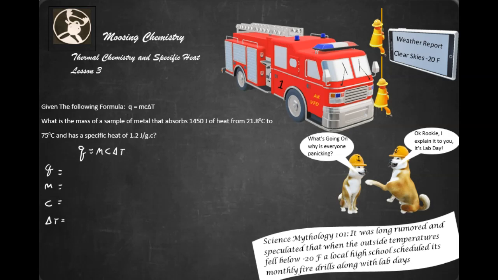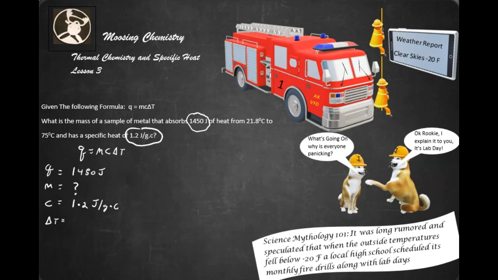Now, our energy, our Q, is 1,450 joules. And we know this because that's what it tells us right here. Our mass, well, that's what we're looking for, so that's the unknown variable. Our specific heat, which is our C value, is 1.2 joules over grams times Celsius. So we've got that there, and we know that because it says it right here.